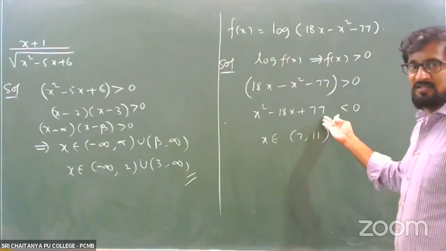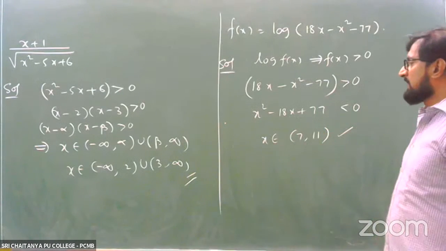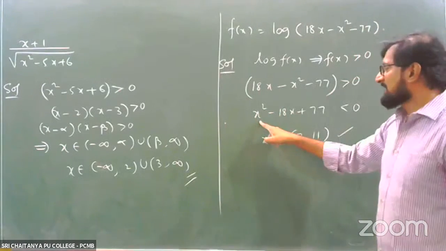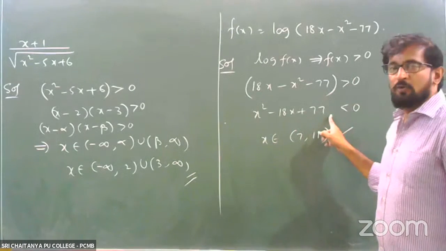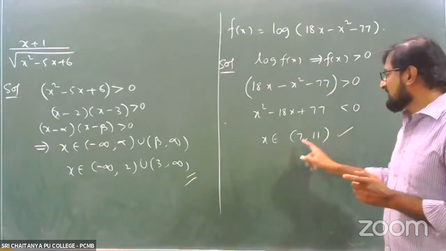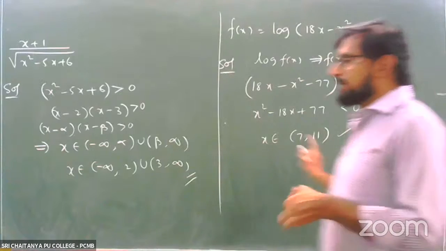Obviously, x belongs to 7, 11. 11 sevens are 77, right? 11 plus 7 is equal to 18. So the answer should be like this. That means you can write this as x minus 7 into x minus 11 is less than 0. x belongs to alpha comma beta in the open interval, means 7 comma 11, where alpha is equal to 7, beta is equal to 11. Copy this one.